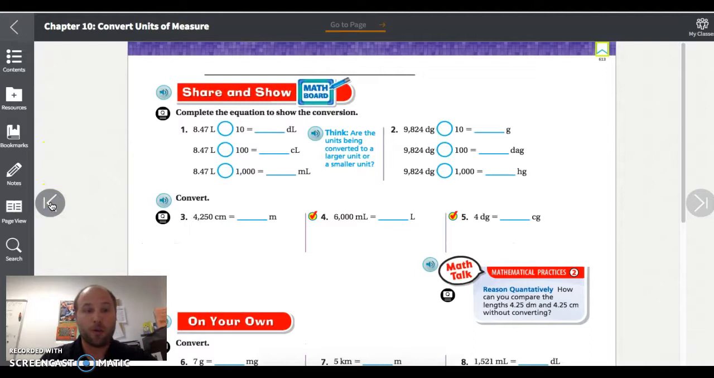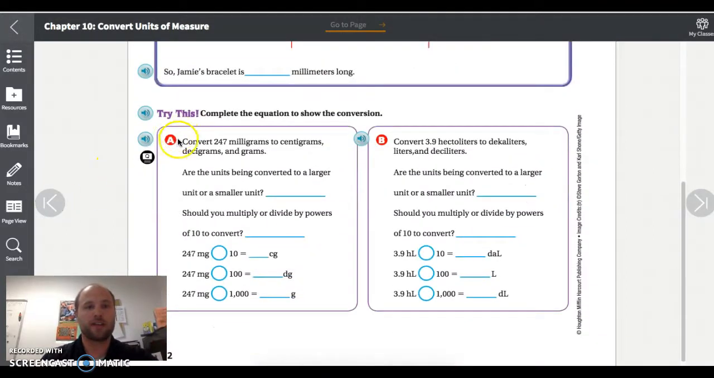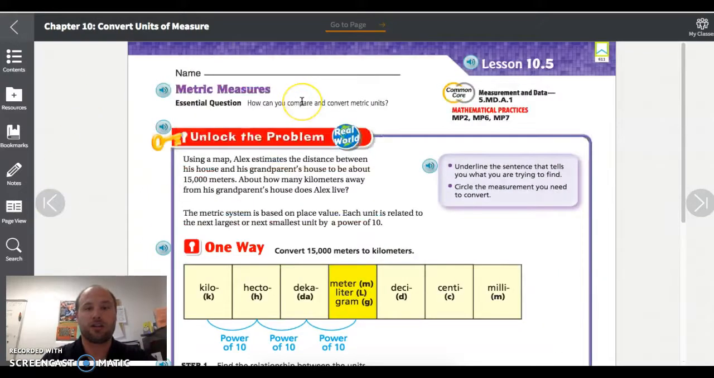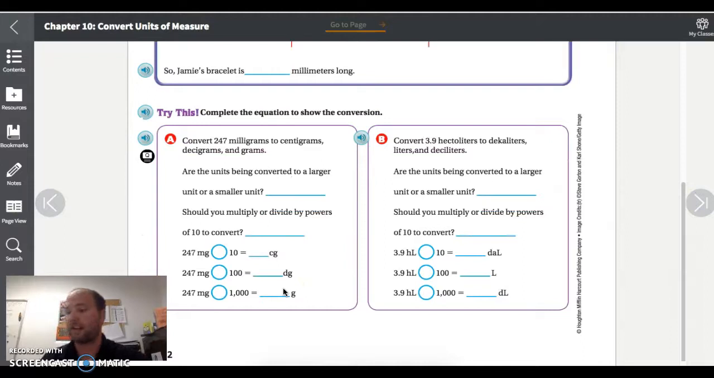So here's what you're going to do today. You're going to go back, and you're going to work on try this A and try this B. It's going to want you to convert things back and forth from milligrams to centigrams and milligrams to decagrams and milligrams to grams. You are going to need this chart. You're going to have to flip back and forth and show your hops. You're also going to have to tell us whether we're multiplying here or we're dividing here, okay? And then we need an answer, all right?